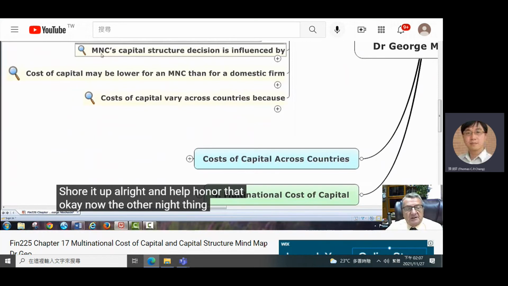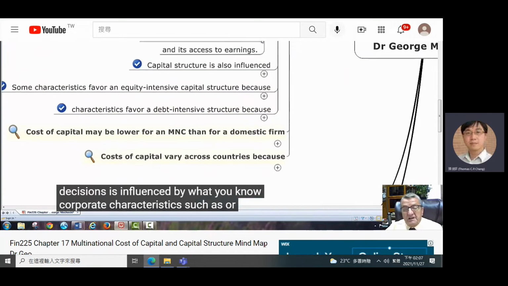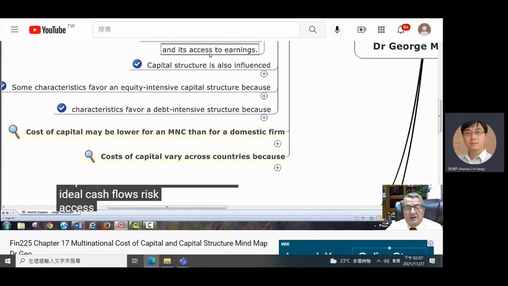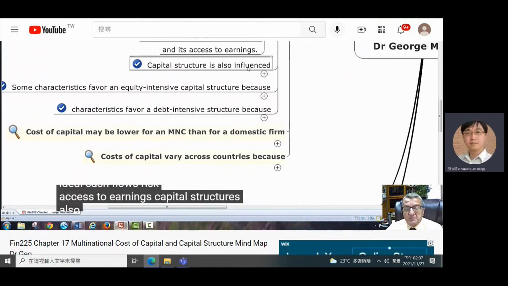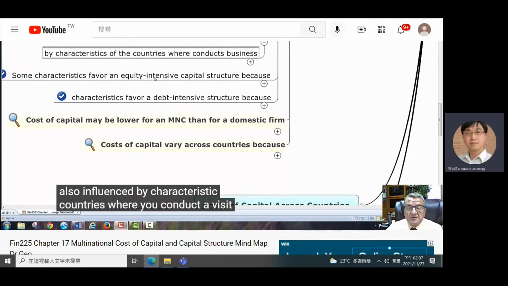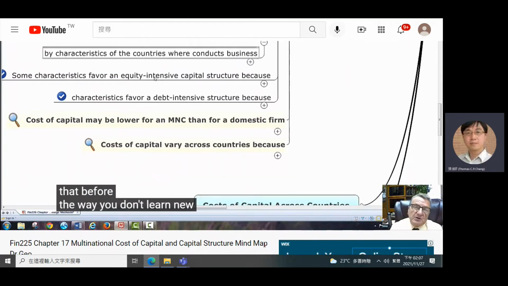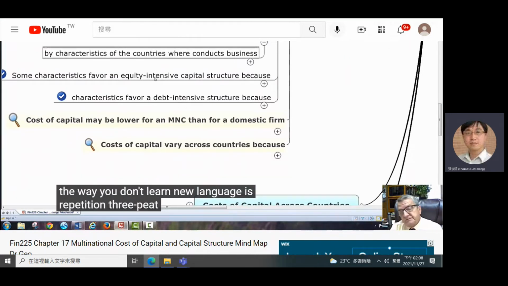Okay, now the other nice thing we talked about is that the MNC's corporate structure decision is influenced by what? Corporate characteristics such as cash flows, risks, and access to earnings. Capital structure is also influenced by characteristics of the countries where you conduct business. This is all refresher. Remember, I heard that before. The way you learn a new language is repetition. Repeat, bring it in, talk it in, repeat, learn it.